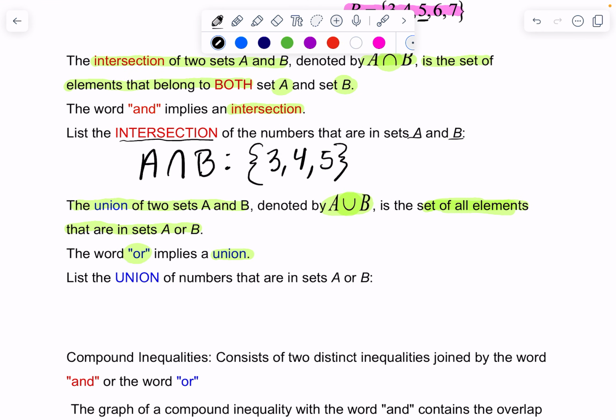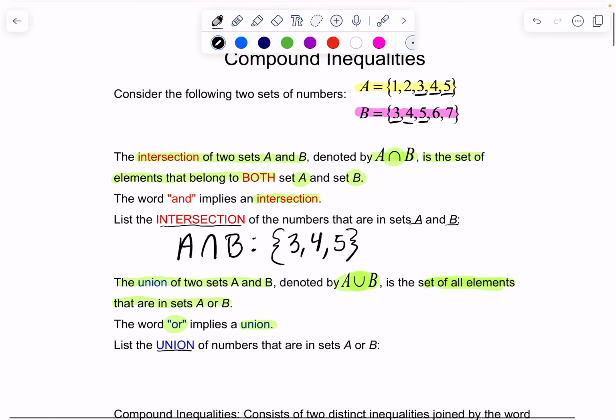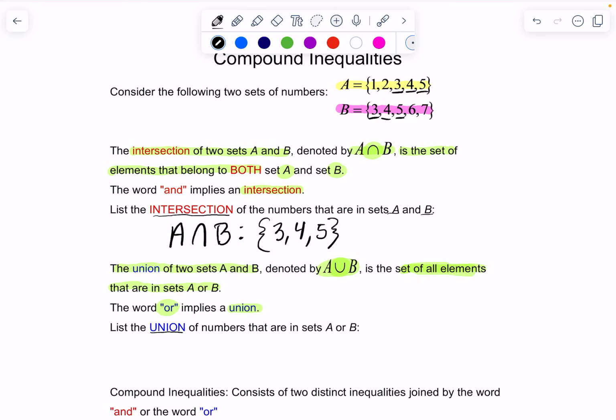If we go ahead and list the union of numbers that are in sets A and B, we look at our sets A and B again, and we're going to combine them. It's going to be everything together. So the union of sets A and B would be the following set: 1, 2, 3, 4, 5, 6, and 7. It's all the elements together. We do not have to rewrite repeating elements. As you notice, we did not rewrite 3, 4, and 5.